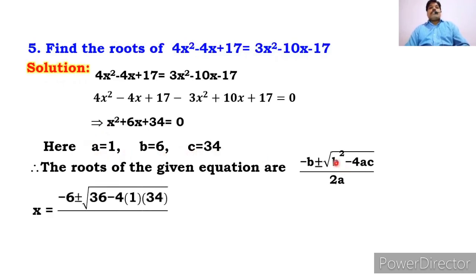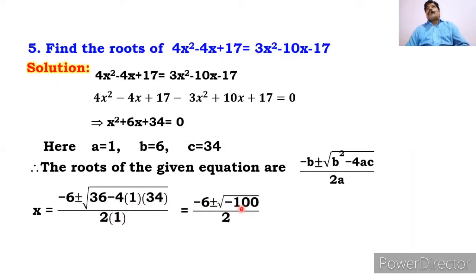So x = (−b ± √(b² − 4ac)) / 2a, where b² is 36, minus 4 into a into c. 4 into 34 is 136. So 36 − 136 is −100, divided by 2 into a, which is 1. So x = (−6 ± √(36 − 136)) / 2, which is √(−100) / 2. Here we observe the square root of −100.